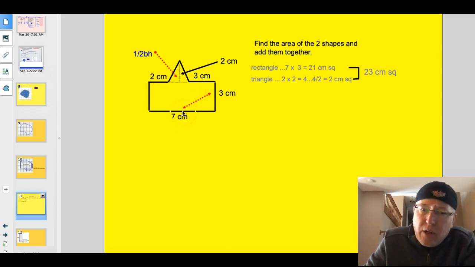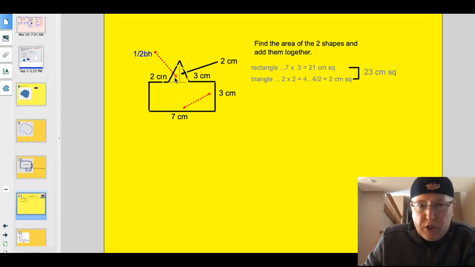So the rectangle is just going to be 7 times 3. So the rectangle would be 21. Now we're going to have to add to that the area of this triangle. So let's look at the triangle.